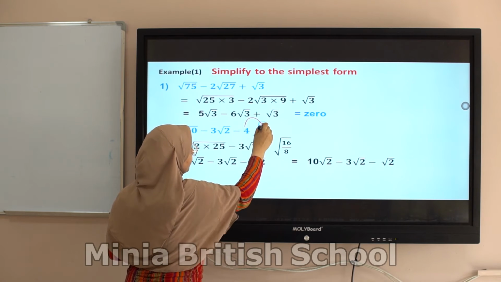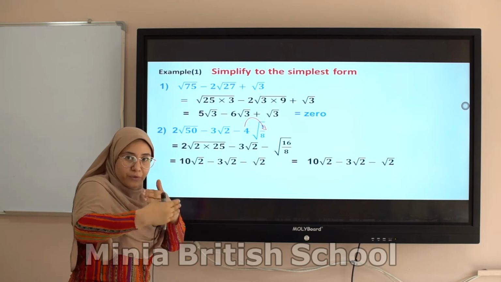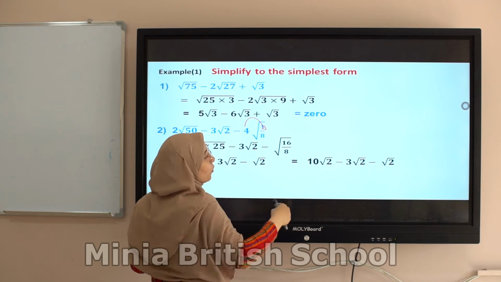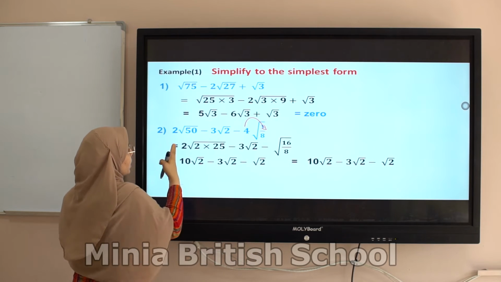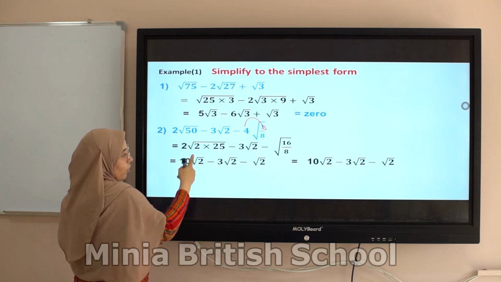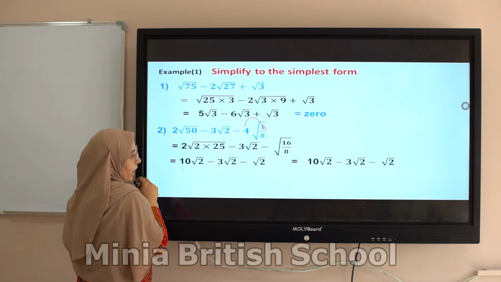put 4 inside the root, 4 becomes what? Becomes 16. The perfect square of 4 is 16. So root 16 over 8 equals 2, equals root 2. So 10, because root 25 here equals 5. 5 times 2 equals 10 root 2, okay?